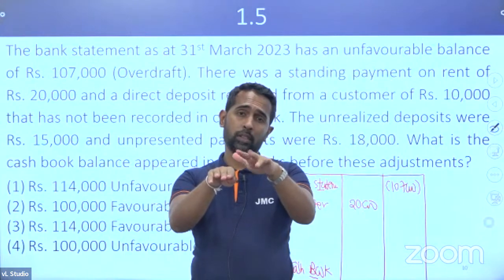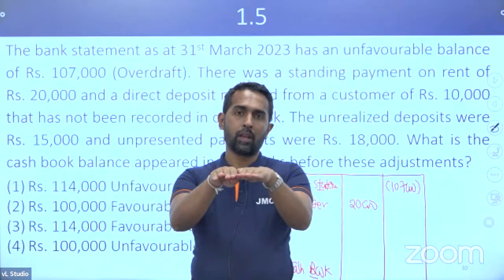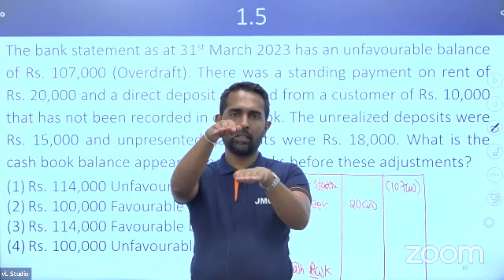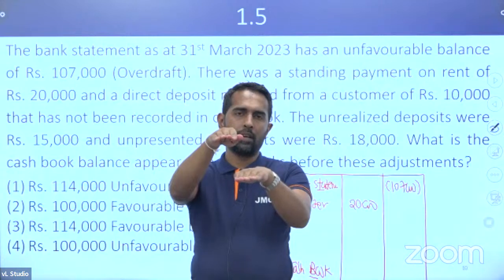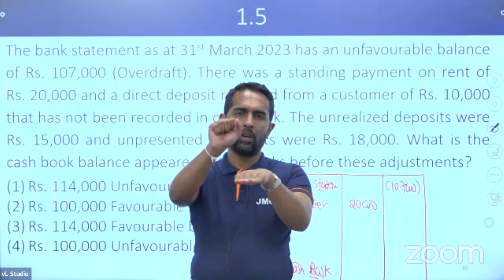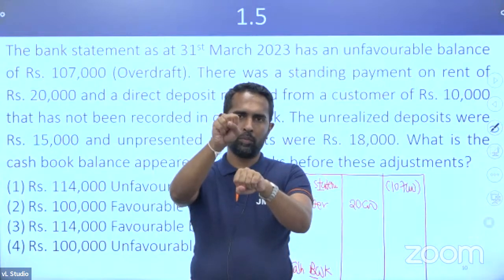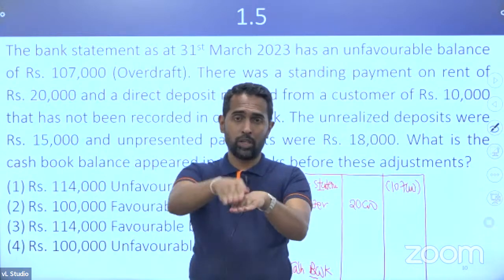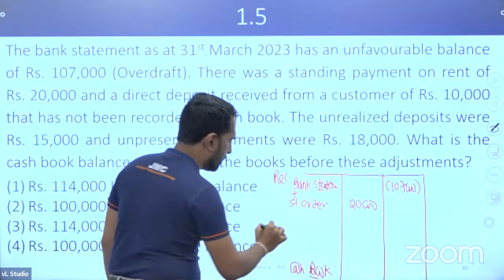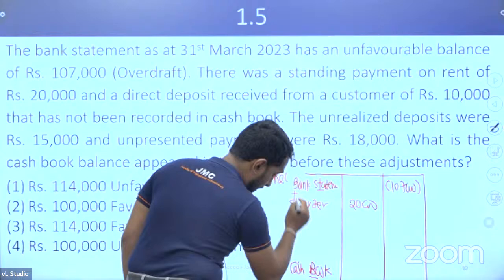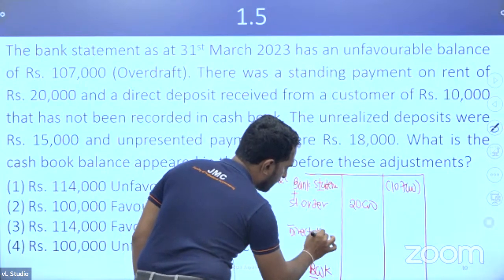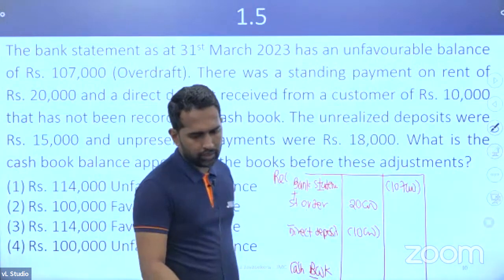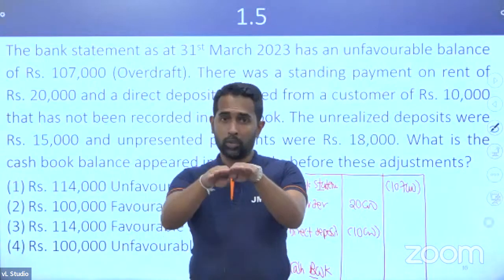Direct deposit has been omitted in the cash book. The accountant has omitted it, so nothing to do here. But it has been directly deposited to the bank statement. Therefore, the statement balance is higher. Now you know what has happened. Now we'll see from where to where you are going to go. From the statement to the cash book. Statement balance is higher, and you are coming to the cash book. That means you need to deduct. So we are going to deduct the direct deposit, which is 10,000.